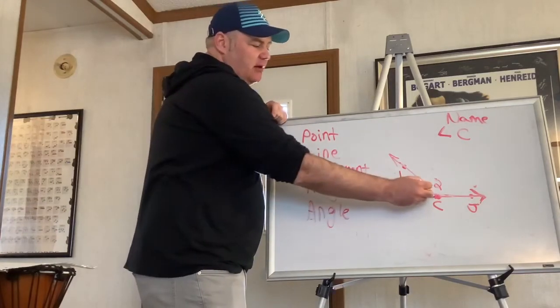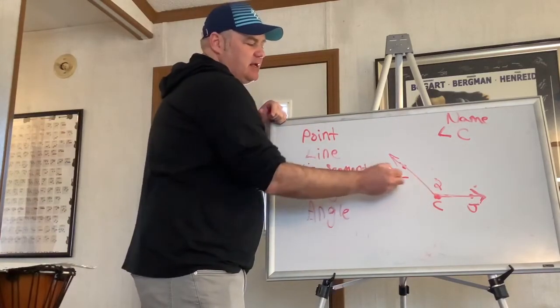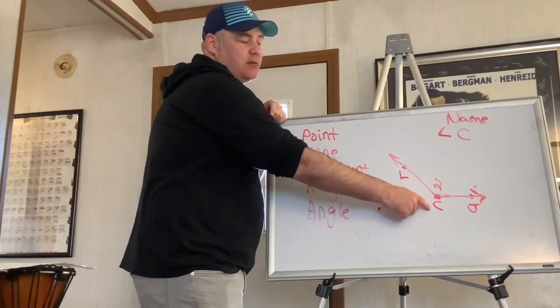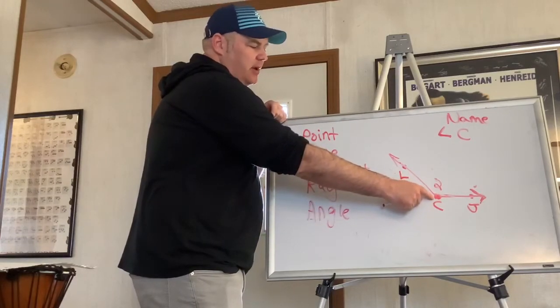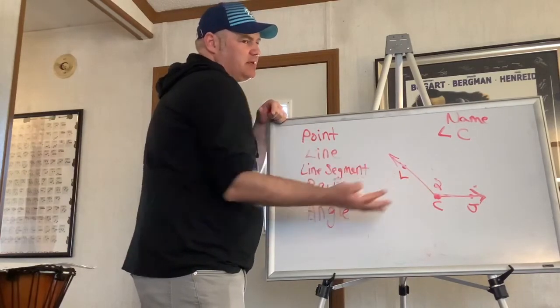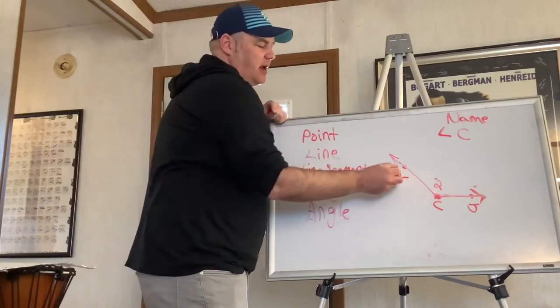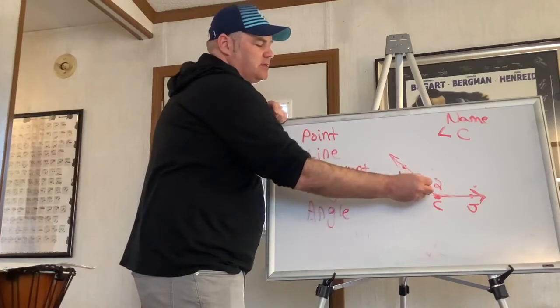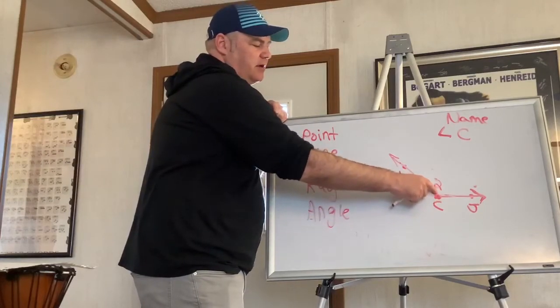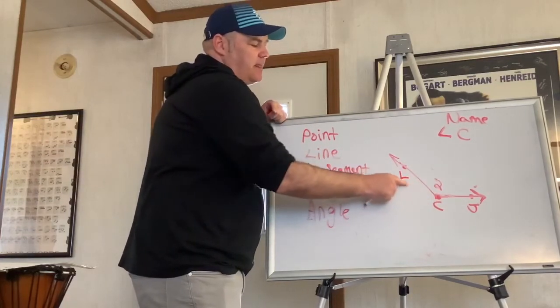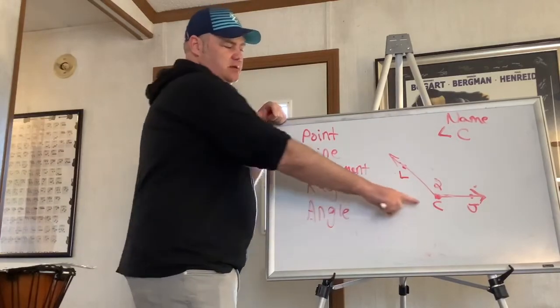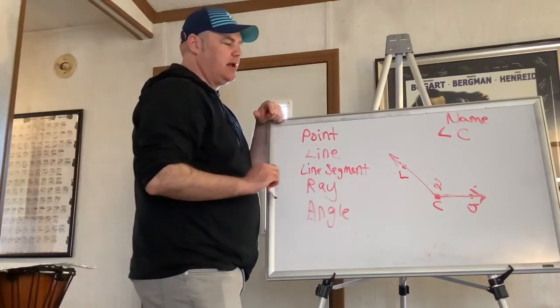Now, if I was to put another angle there coming out of C, then I can't use that anymore. We'll go into that more later, but I can't use angle C because now, once again, I don't know what angle I'm referring to. If I put another angle coming out of C, like this one, am I referring to this one or this one? But angle C is one way to name it if there's only one angle there.